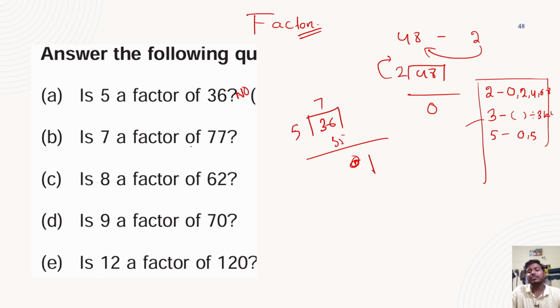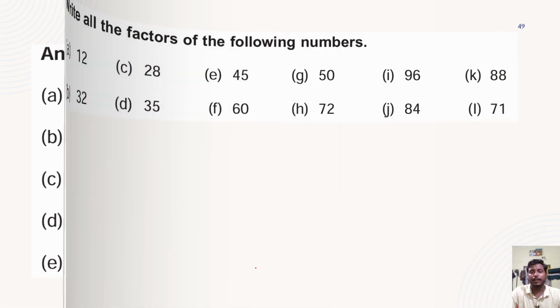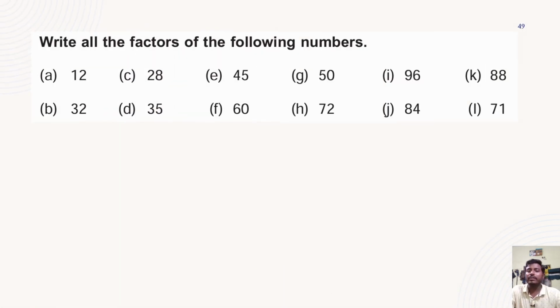Second, is 7 a factor of 77? Yes, because 77 divided by 7 is 11. The remainder is 0. That's why true, or yes. Is 8 a factor? No. Is 9 a factor of 17? No. Is 12 a factor? Yes.